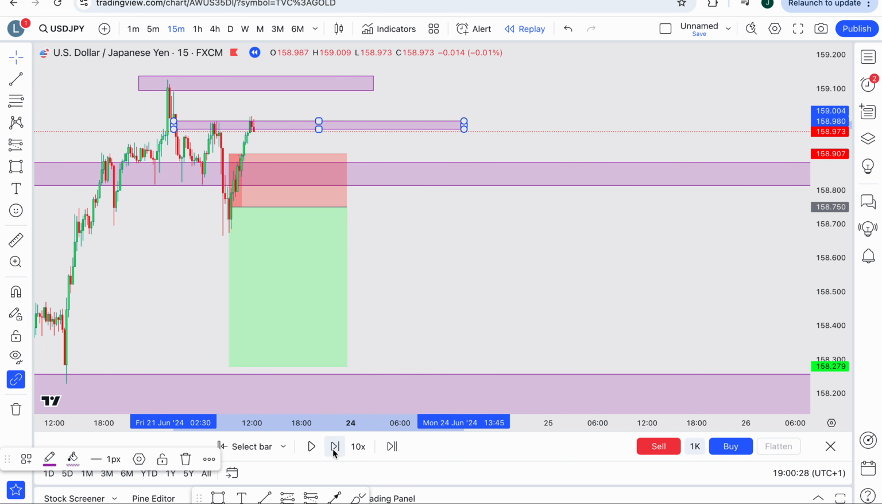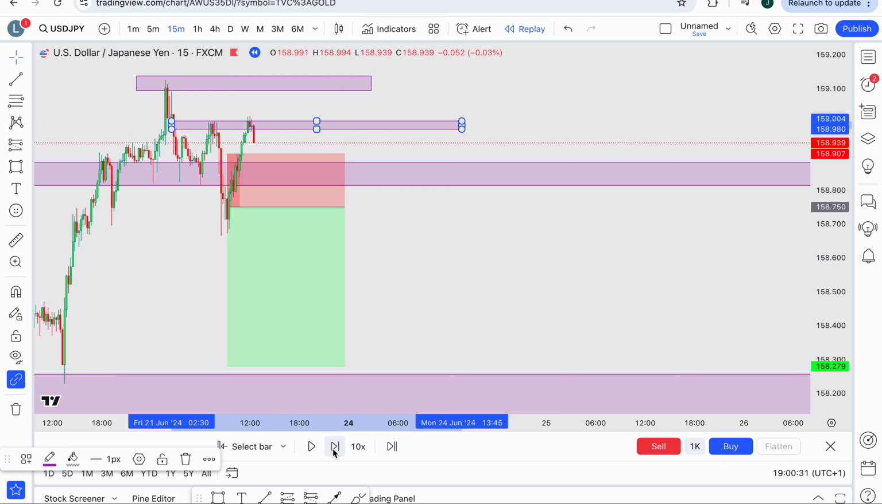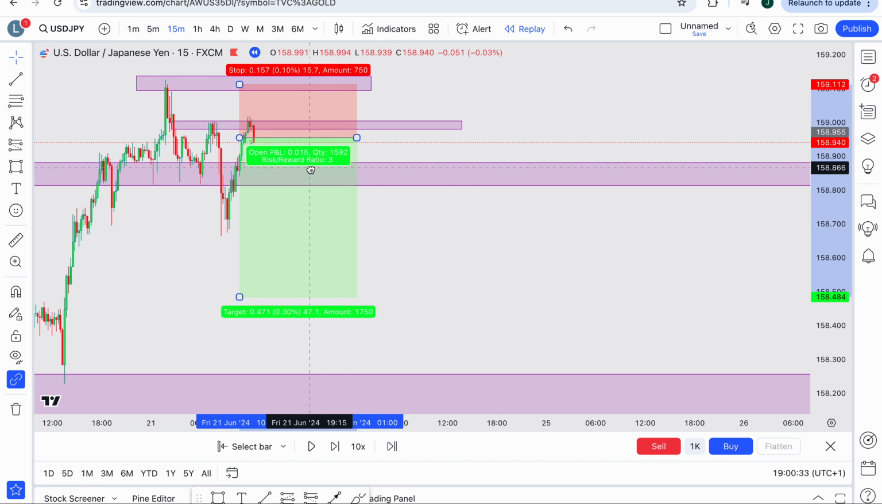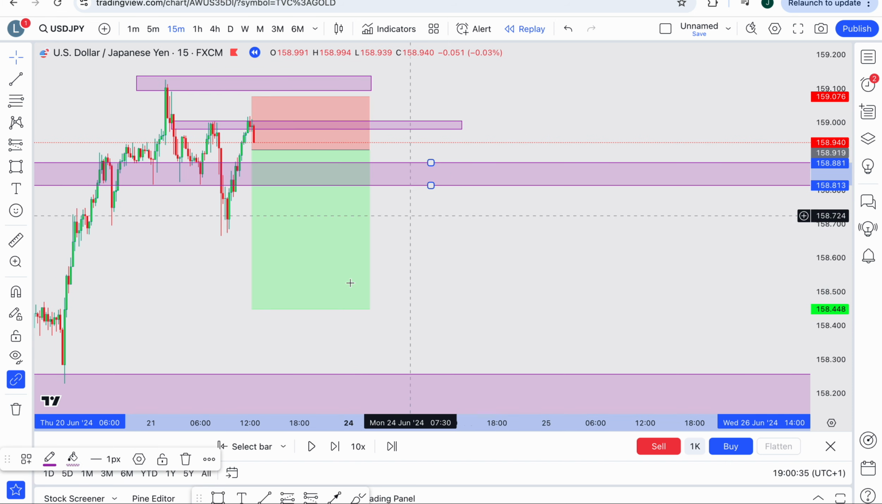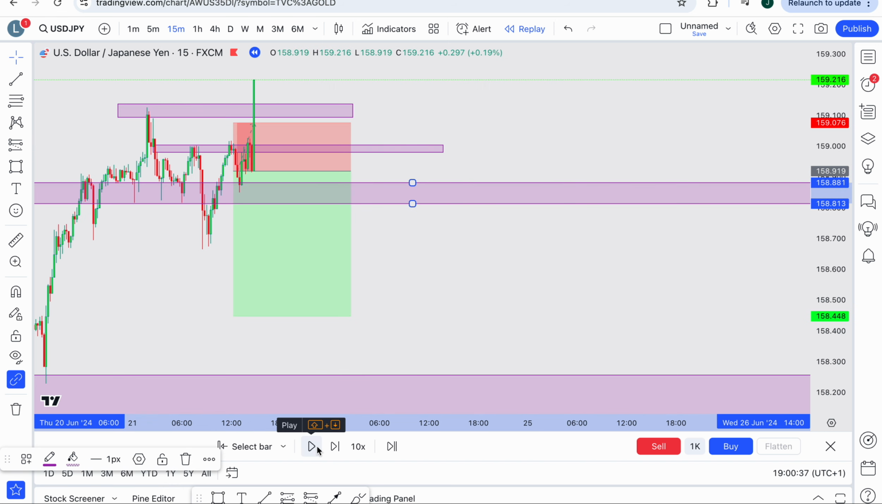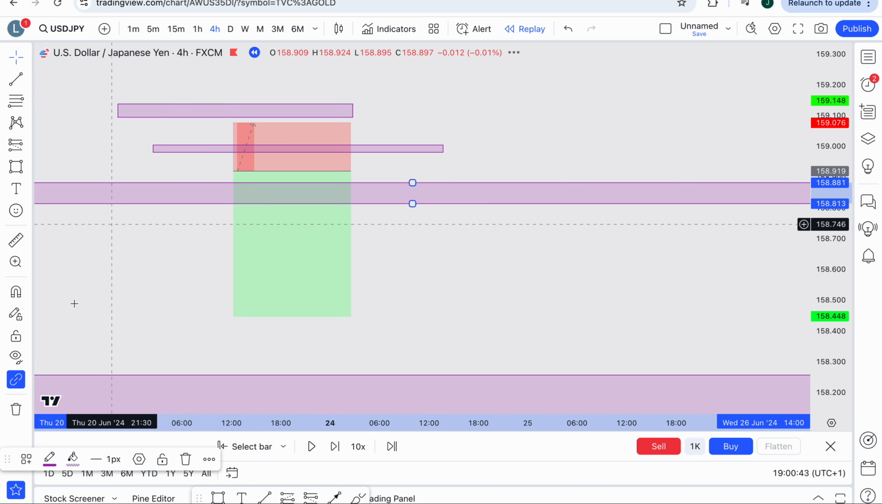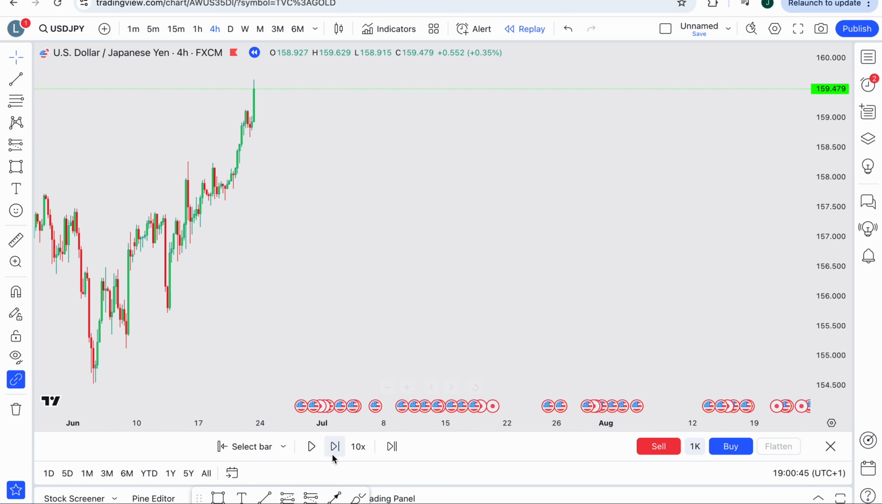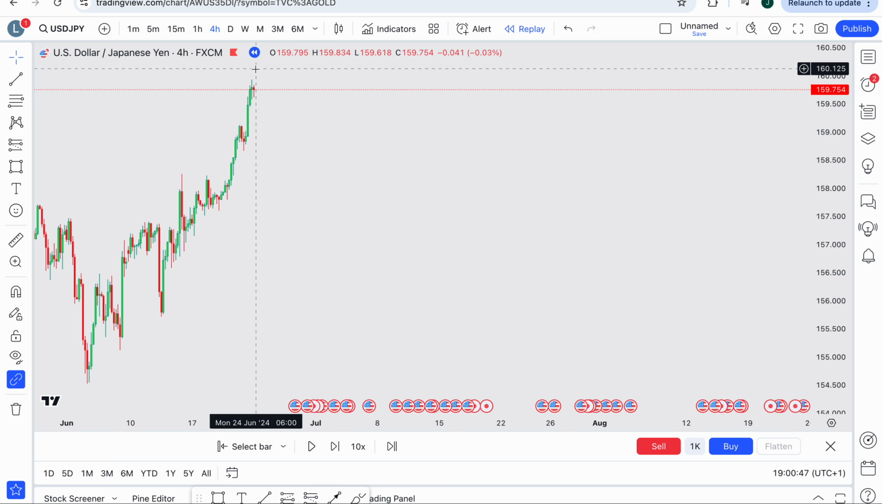Give me a big candle. Cool, there's our trade. Was that news? That probably was news. It might have closed out early. Okay, come back tomorrow. Can't be bothered with that. Cool, we missed out on some big profits.